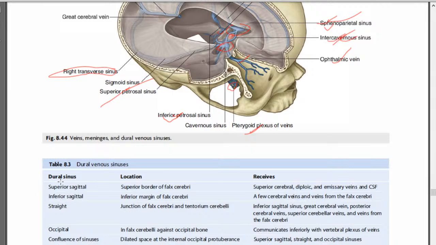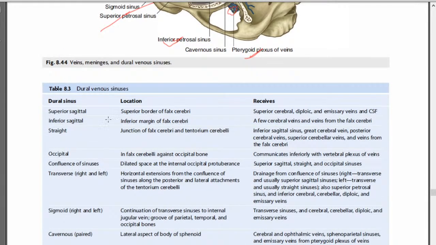So we're looking at this table. In this table, there are the dural venous sinuses, their locations, and what they receive from. So, the superior sagittal sinus is in the superior border of the falx cerebri. Falx cerebri, if you don't know, is a part of the dura mater. What does it receive? It receives from the superior cerebral veins, diploic veins, and CSF as well.